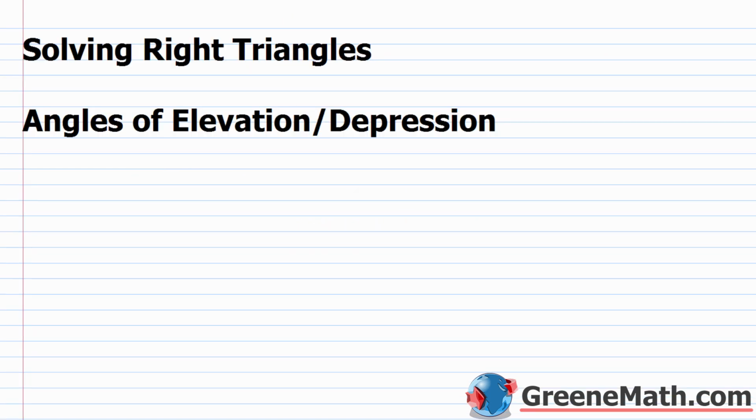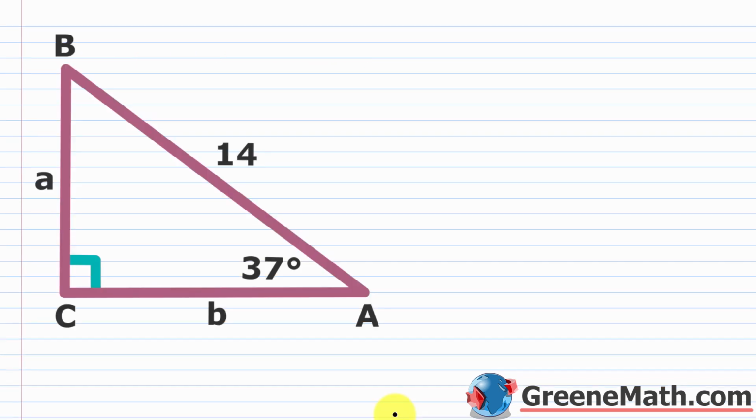In this lesson, we want to talk about solving right triangles and also look at some word problems that involve angles of elevation and also angles of depression. All right, so let's just jump in and look at our first example. When we talk about solving a right triangle, we're just trying to find all the missing angles and all the missing sides. So in this particular case, we have our triangle here.